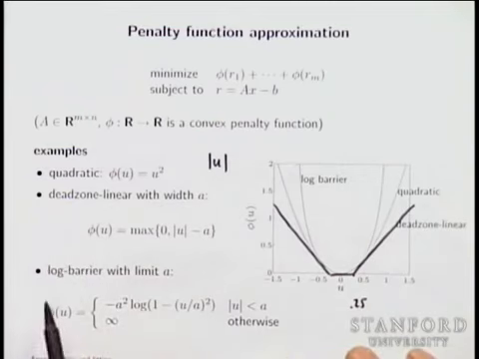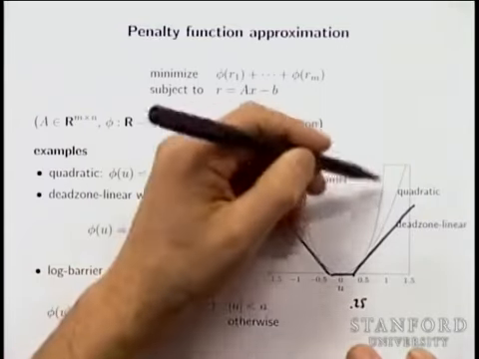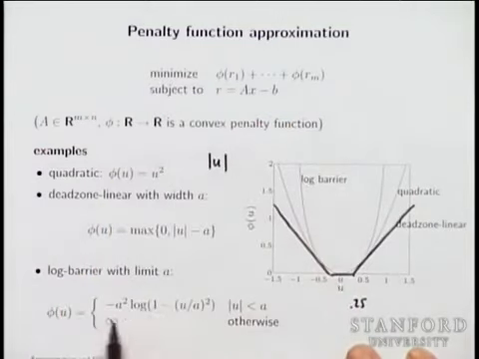Now you can go the other way. You can have, for example, a log barrier. This is minus a squared log of 1 minus u over a squared. And if you work out what this is, it's actually very, very simple. This thing will go to plus infinity outside the open interval minus a, a. And so that's plotted here. That's a log barrier. By the way, the log barrier will coincide with very high accuracy with a quadratic for small a.